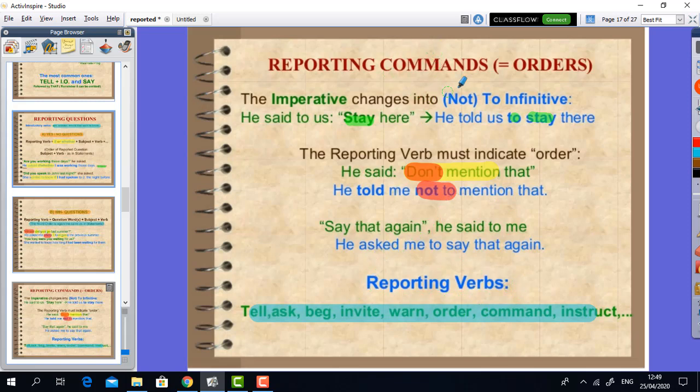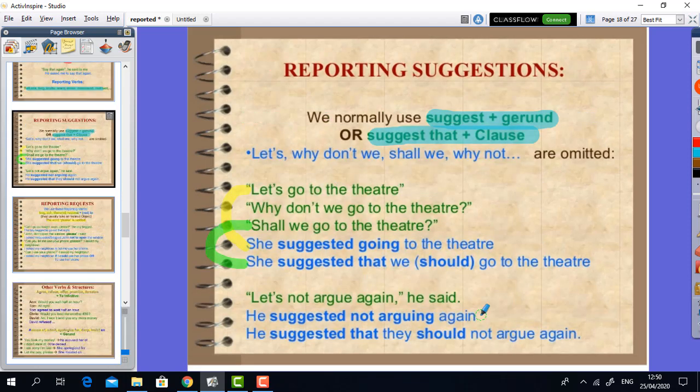Some reporting verbs to use when reporting commands and orders are tell, ask, beg, invite, warn, order, command, instruct, and the like. Now, let's see again reporting suggestions. We normally use suggest plus a gerund, an ing form, or suggest that followed by a clause, like a sentence.